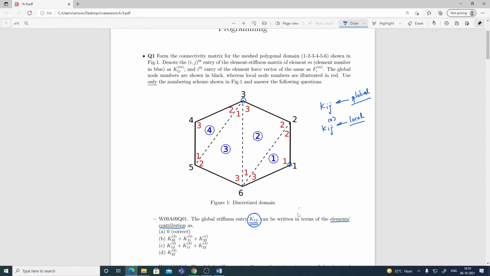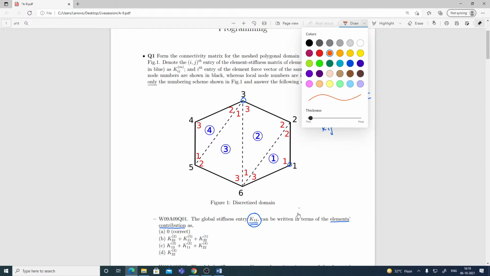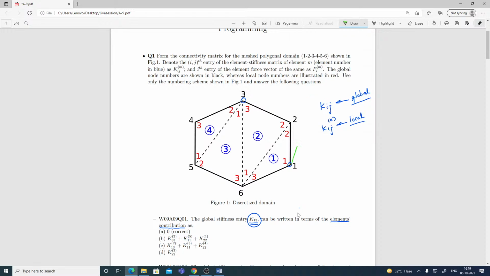If you look at this closely, the shape function N1, if I draw it in a different color, maybe green, is 1 here, and it is 0 along the boundary of element 1, that is this boundary. Along this boundary it is 0. So this is N1, global N1, or you can say N1 in element 1.